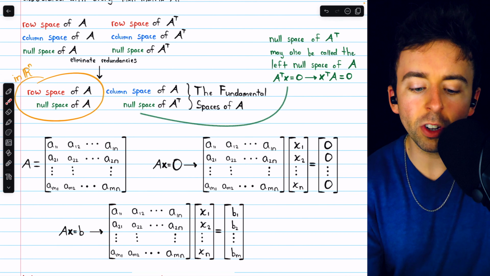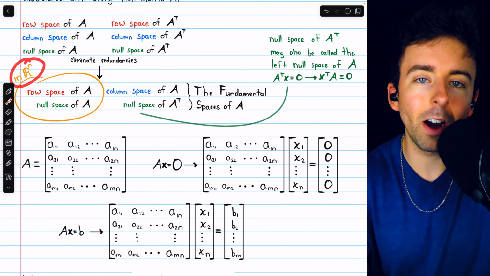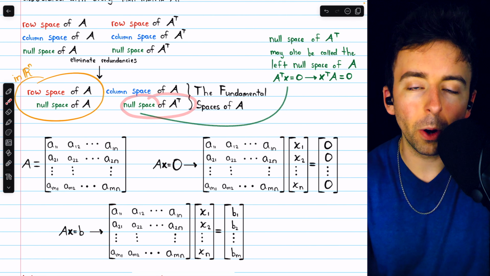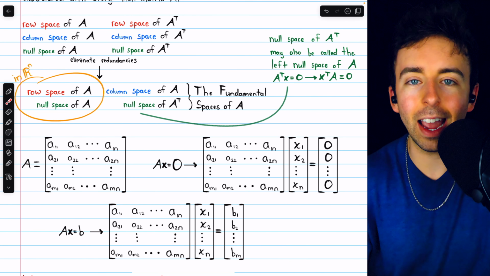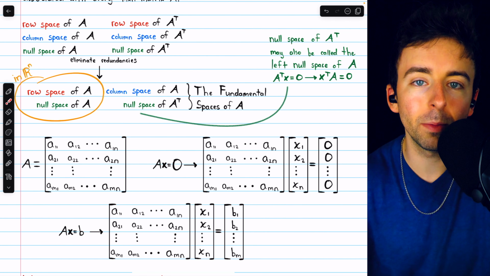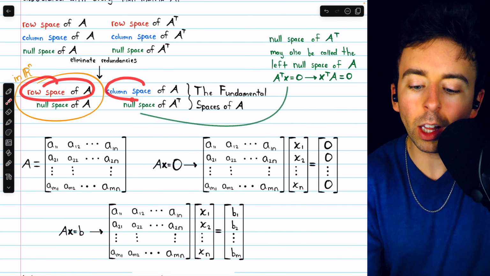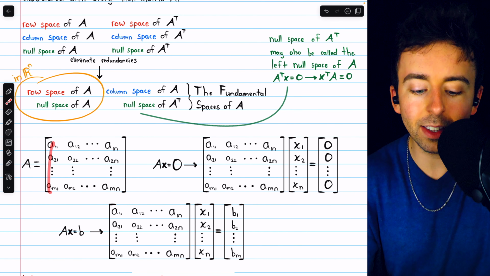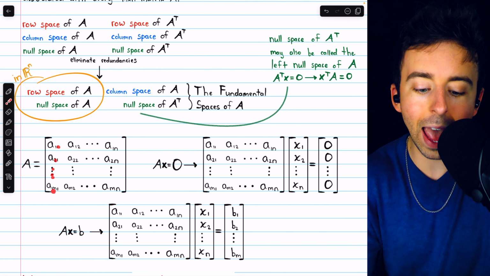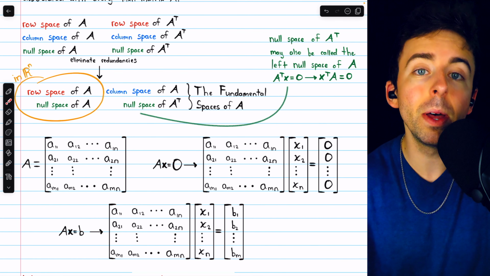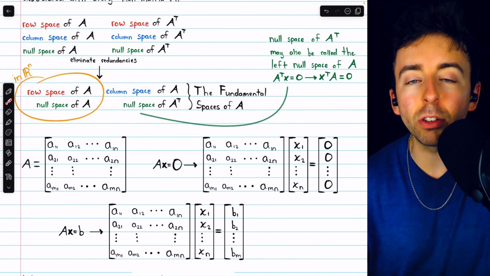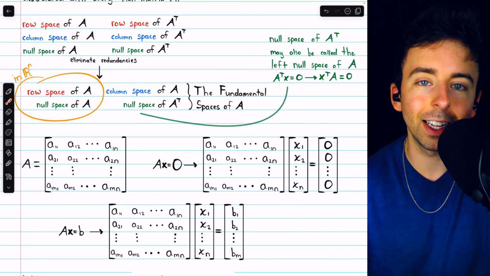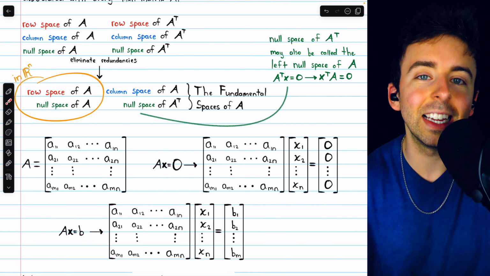So the row space and the null space both exist in Rn, where n is the number of columns of A. And then just as the null space of A is in Rn, because A has n columns, the null space of A transpose is in Rm, because A transpose has m columns. And similar to the row space, the column space of A will be in Rm, because each column consists of 1, 2, up to m components. There are m rows in A, so each of the columns will have m components, and so those column vectors spanning the column space exist in Rm.